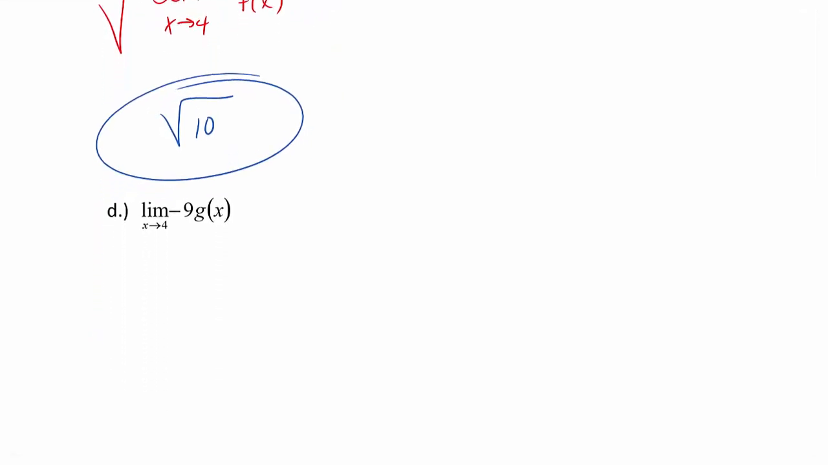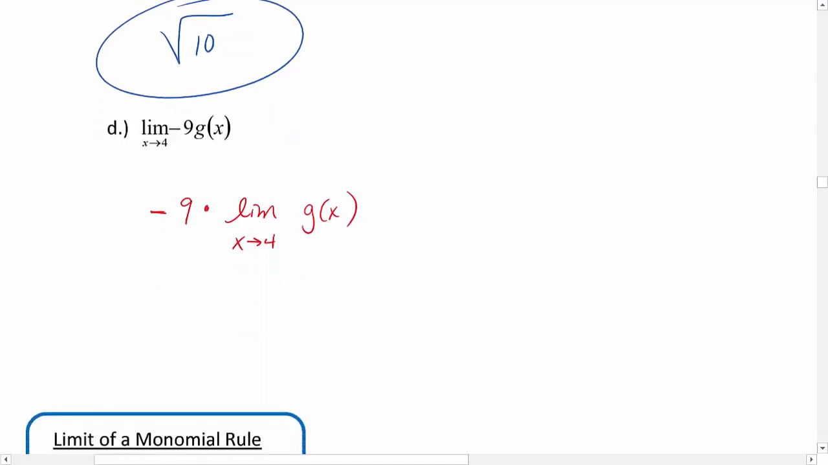In part D, we want to find the limit as x approaches 4 of negative 9 times g of x. We saw that the negative 9 comes in front of the limit. So we have negative 9 times the limit as x approaches 4 of g of x. The limit as x approaches 4 of g of x was given to us. So we have this negative 9 out in front, and then the limit as x approaches 4 of g of x was equal to negative 3. Our limit becomes positive 27.